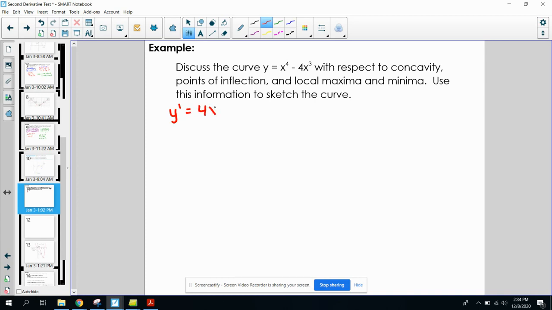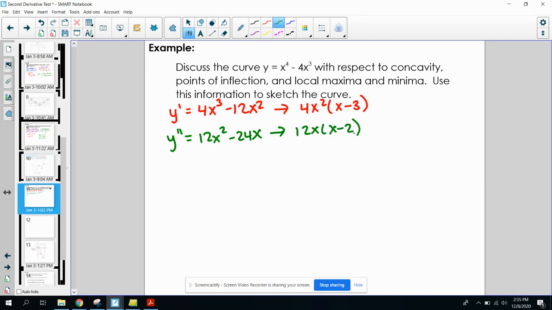So my first derivative is going to be 4x cubed minus 12x squared. I'm going to factor this, so I take out 4x squared, and I have x minus 3. And the second derivative, y double prime, is going to be 12x squared minus 24x. If I factor that out, that gives me 12x times x minus 2.